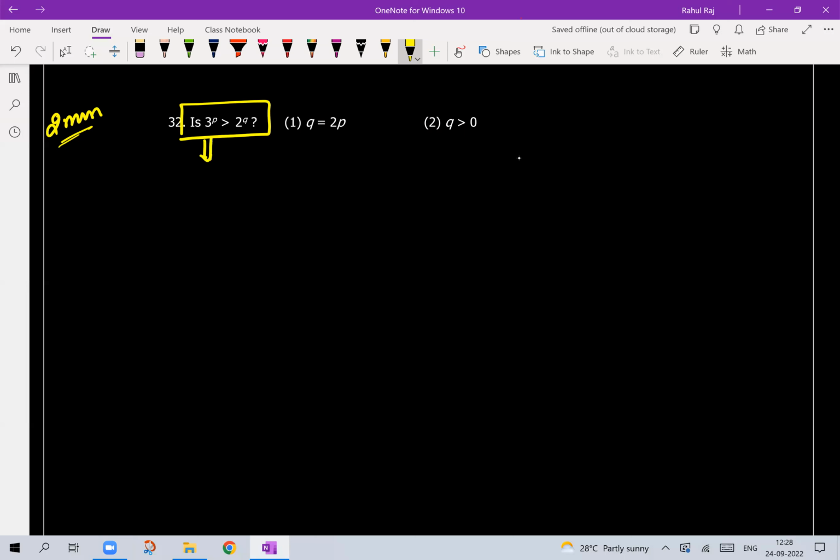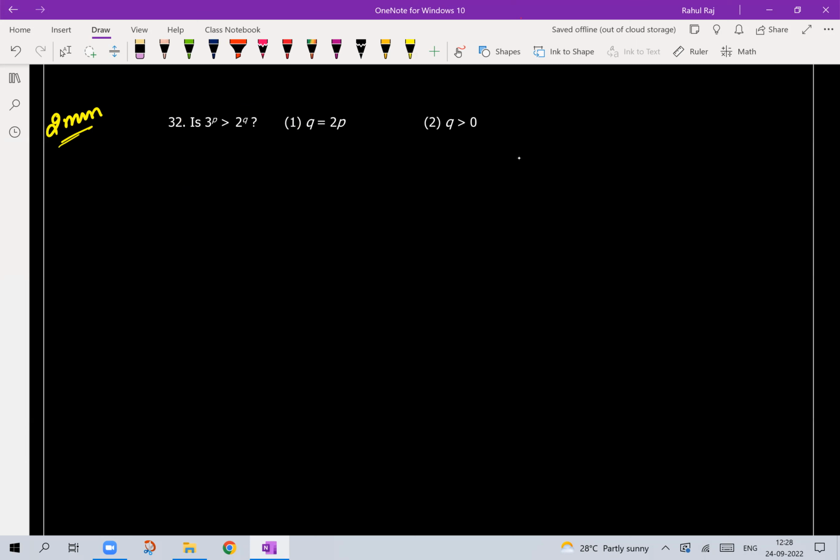So the point here is, when will you be able to say that 3 to the power p is greater than 2 to the power q? Until you don't know the value of p and q, you can't say this, right? So technically, I should try and understand whether I know the value of p and q or not, to say that 3 to the power p is greater than 2 to the power q or not.